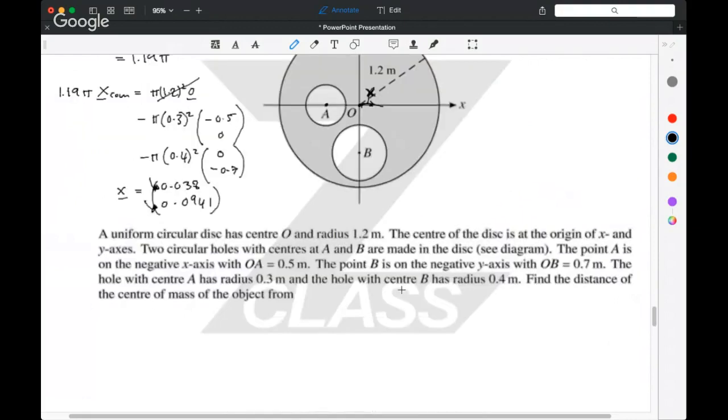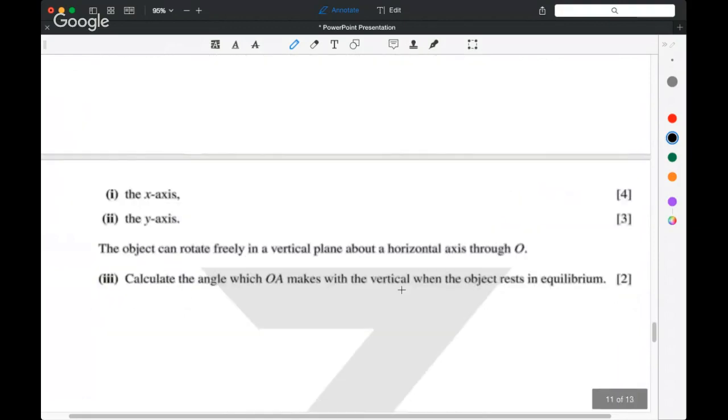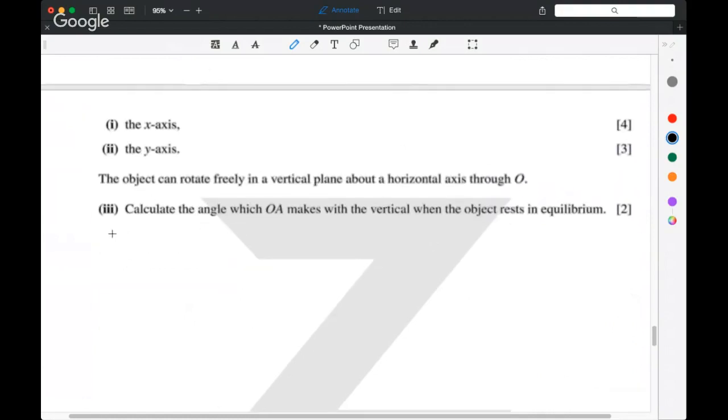The next question: calculate the angle that OA makes with the vertical when the object rests at equilibrium. So the point about this is to recognize that rest at equilibrium means that the center of mass is directly below the pivot, or whatever it is that's hanging from.